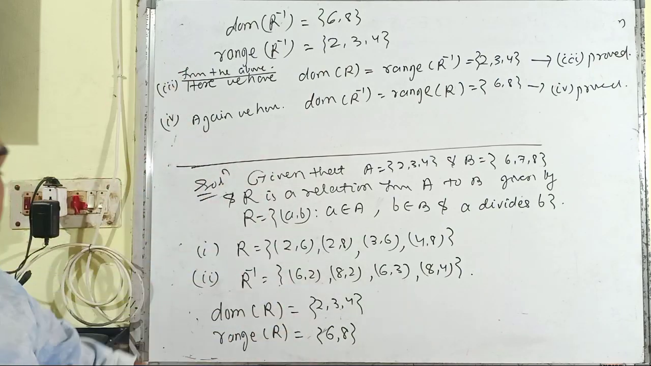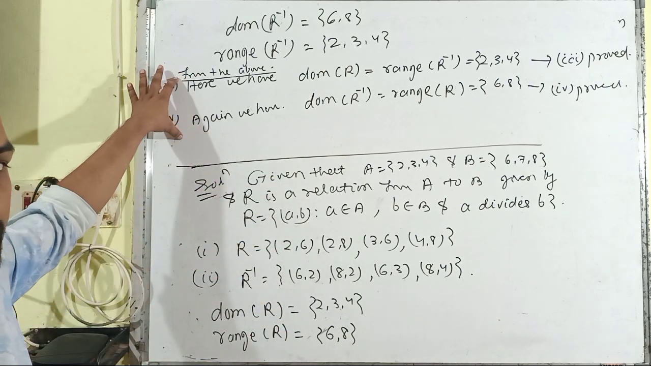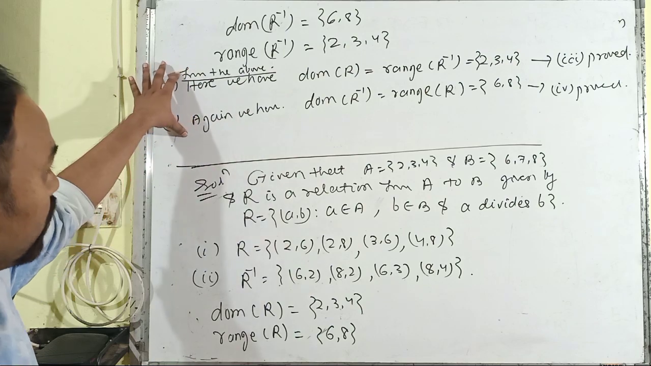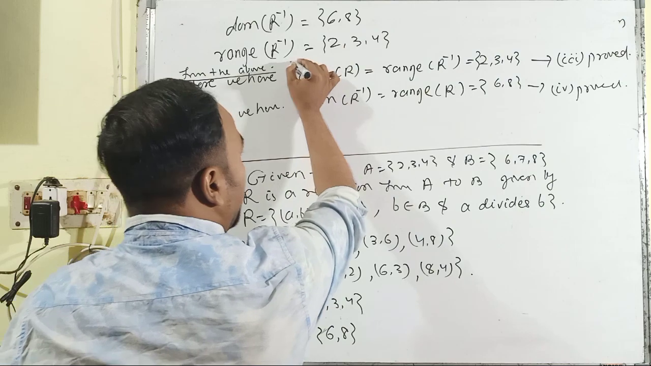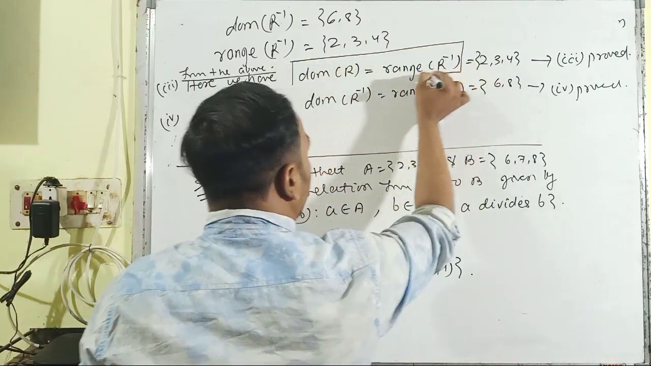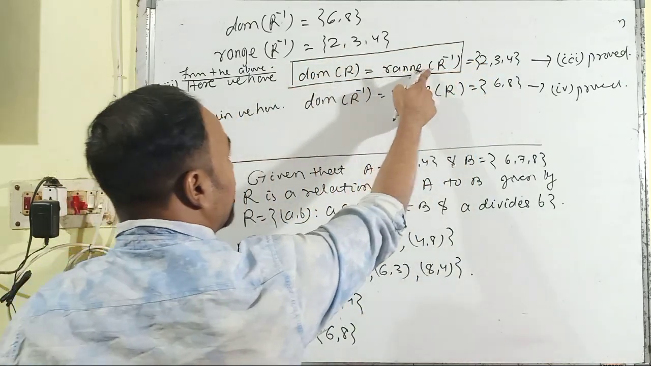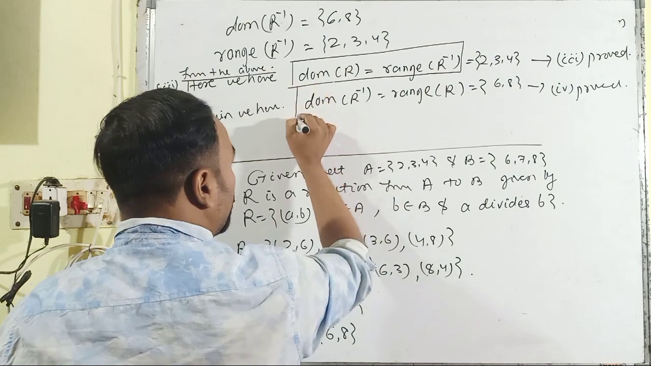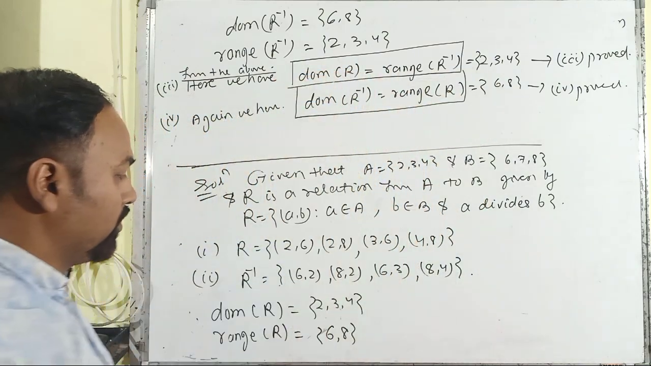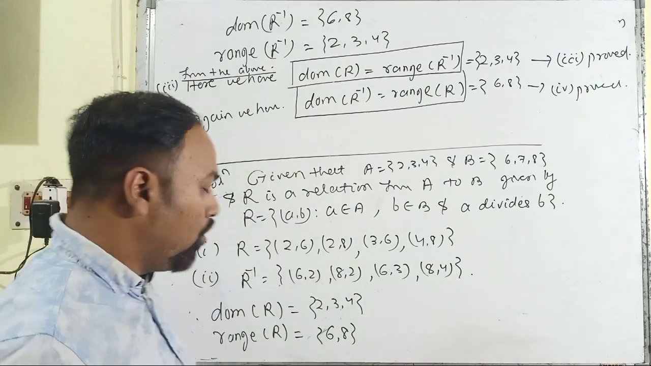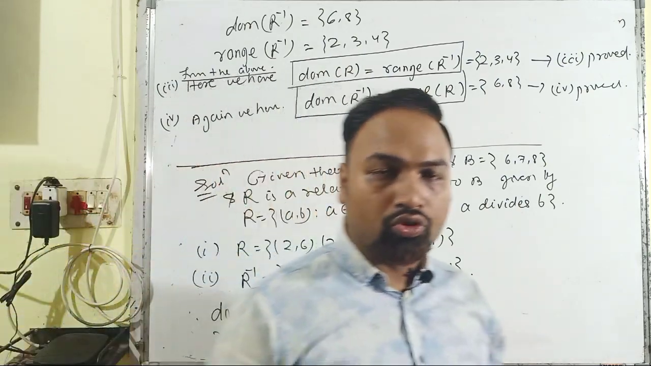This problem is very much important because of these two cases. You have to remember these two cases. That means domain of R is equal to range of R inverse, and also domain of R inverse is equal to range of R. So it is all about the third problem, or the solution of the third problem.